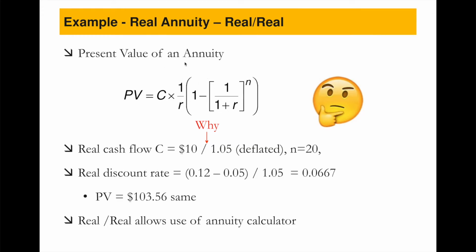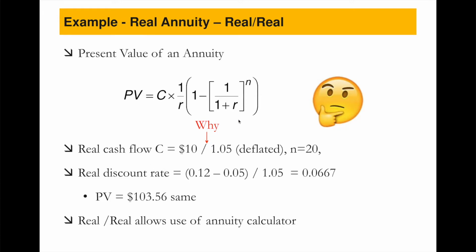We can also do the same question using real over real. So we recognize that this is an annuity, so we know that here is the formula that we should use. But the real cash flow, as I showed you in the previous slides, will be $10 divided by 1.05 to be deflated. Because that $10 is the cash flow that you will receive in 1 year's time, which means if you transform it back to today's purchasing power, it has to be deflated, so it needs to be divided by 1.05. So in this case, the N is 20, the C is 10 over 1.05.